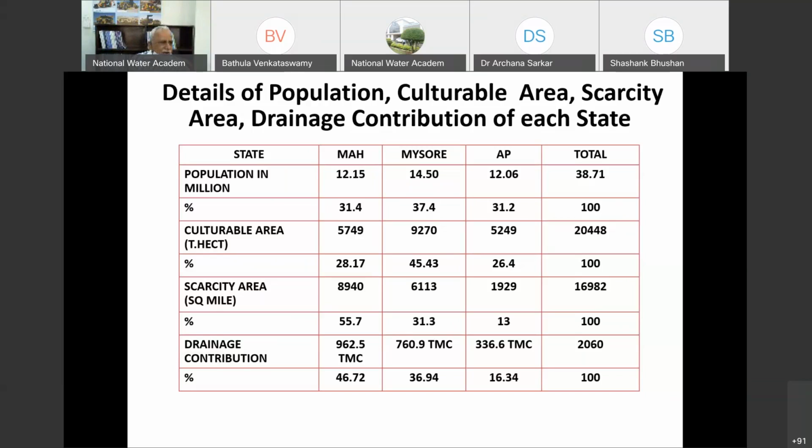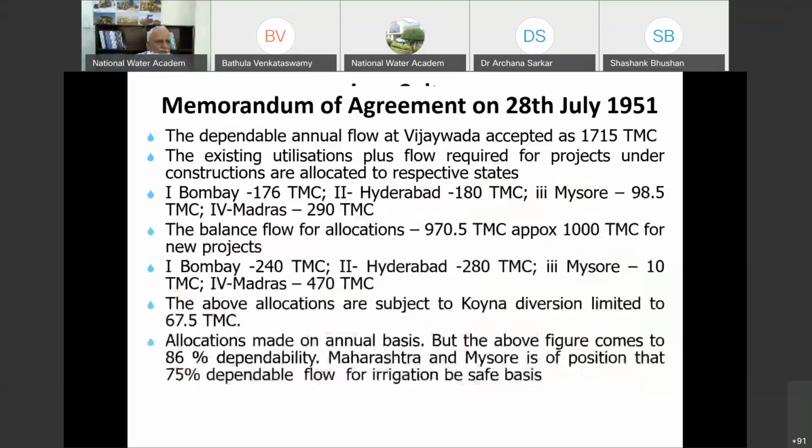Maharashtra, Mysore contributes 36.94% and Andhra Pradesh contributes 16.34%. Area contribution means the water which is being contributed from that drainage area in the Krishna river basin system.